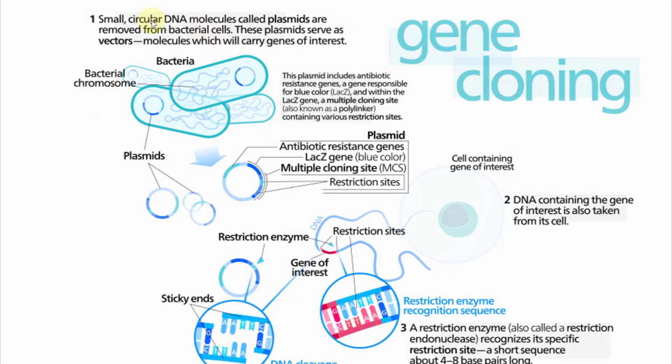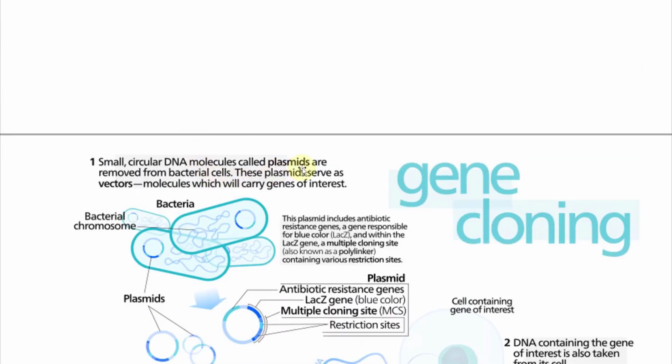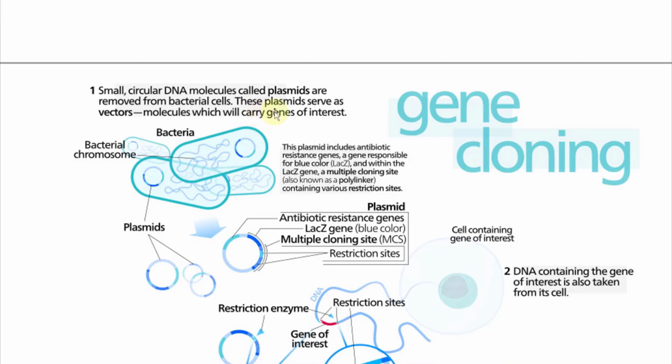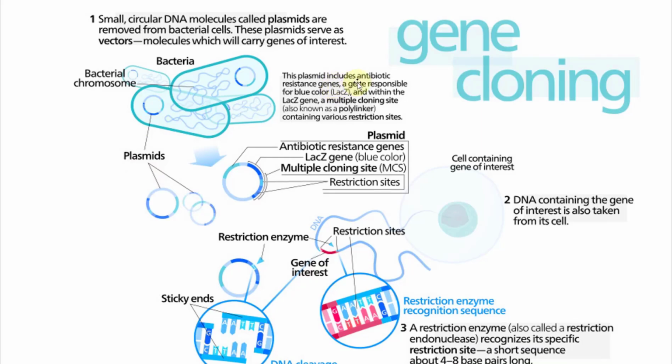So what we have is, number one, small circular DNA molecules called plasmids are removed from bacterial cells. These plasmids serve as vectors, molecules which carry genes of interest. So you have bacteria, there's the bacterial chromosome, and then you have the plasmids here. This plasmid includes antibiotic resistance genes, a gene responsible for blue color, well, it's lacZ, and within the lacZ gene, a multiple cloning site, also known as a polylinker, containing various restriction sites. So that's the plasmid right there.